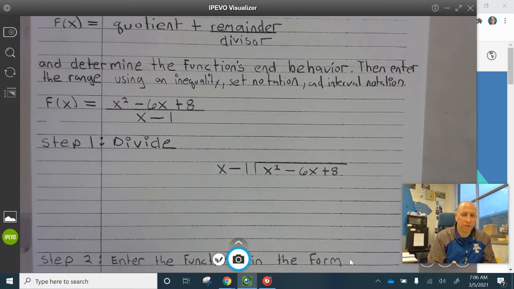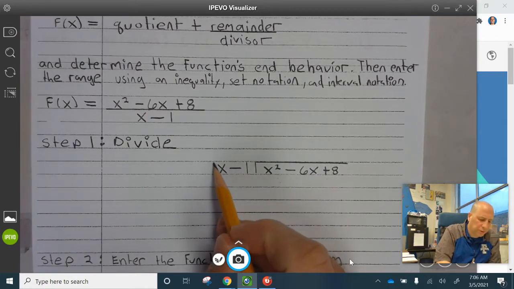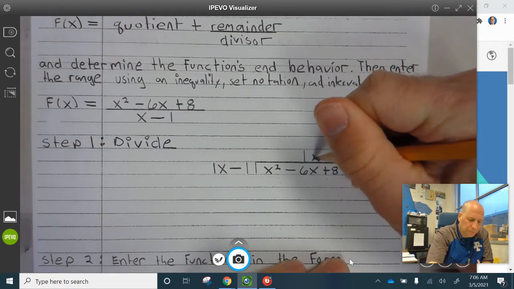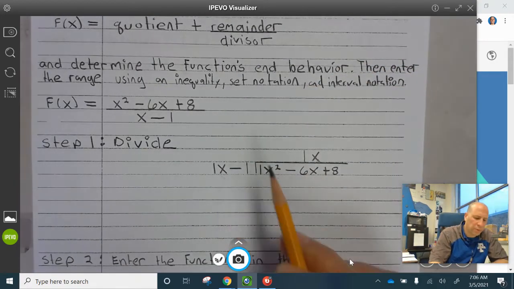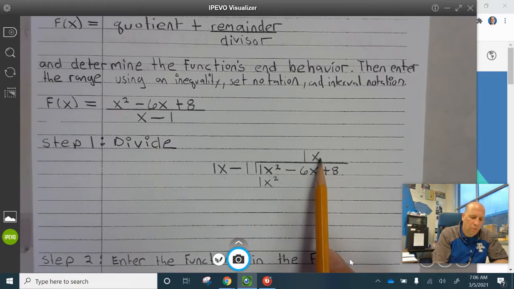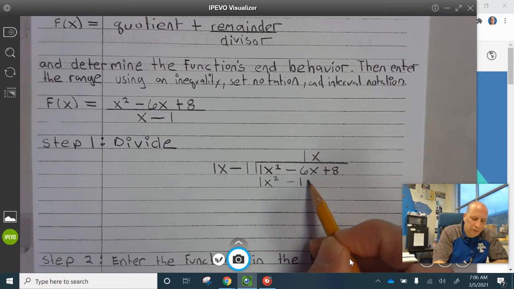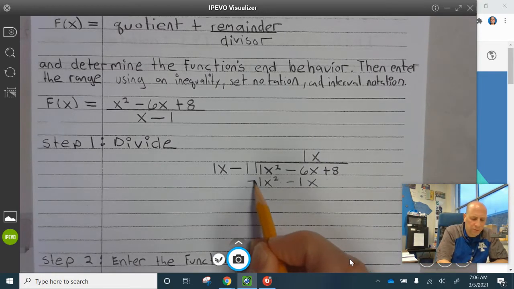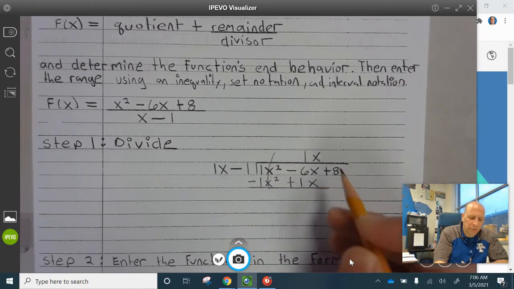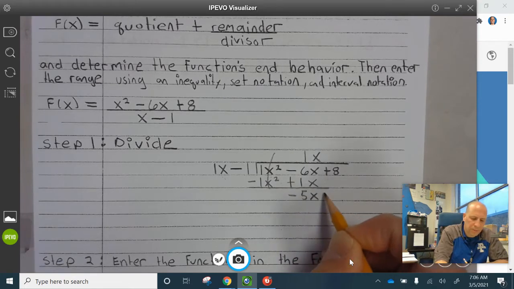Now, we need to divide. Okay, so we divide x minus 1 into x squared minus 6x plus 8. So you ask yourself, what do you multiply x by to give you x squared? Well, the answer to that is x. So 1x is right here. Put a 1 right here. 1x times 1x is 1x squared. Okay, 1x times negative 1 is negative 1x. And we subtract. Subtract positive. That cancels. Negative 6x and 1x is negative 5x plus 8.